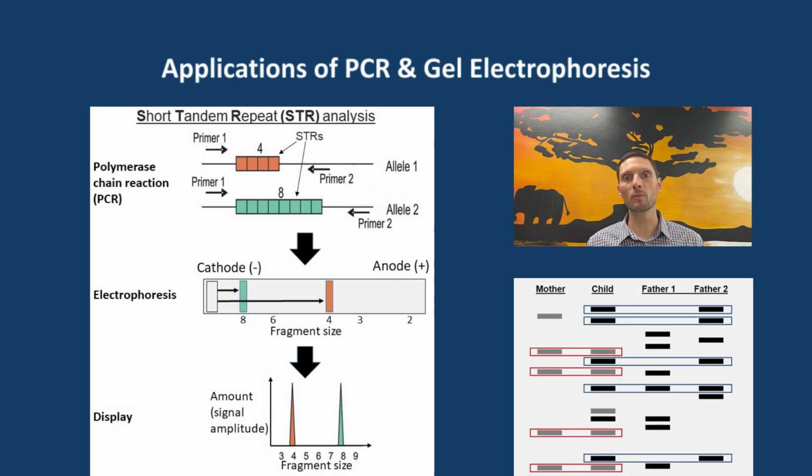A second example would be in paternity testing, and this would allow for distinguishing between individuals by using sequences called short tandem repeats. And these are sequences usually between 2 and 7 bases that are repeated consecutively and that vary between individuals. So from one person to the next, how many times those are repeated is going to be different.